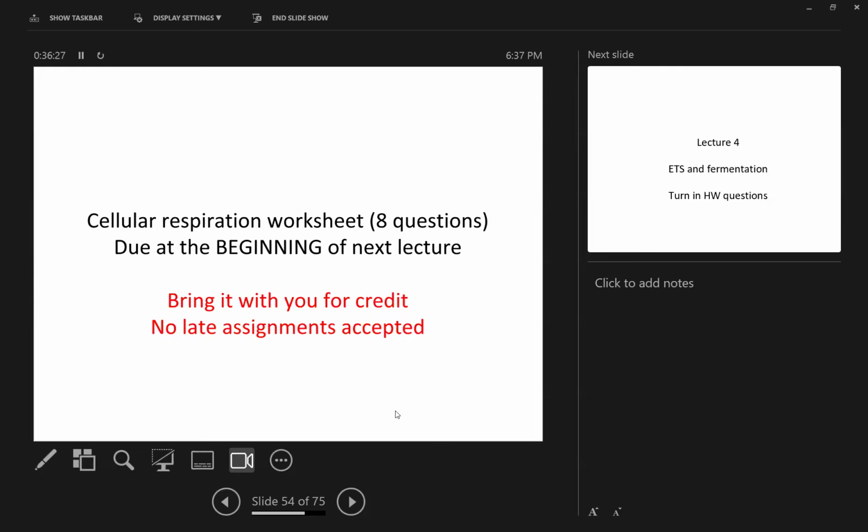Number 4, where in the cell does the Krebs cycle take place? Claudia? Mitochondrial matrix. Excellent. Number 5, we're not going to do the intermediates.